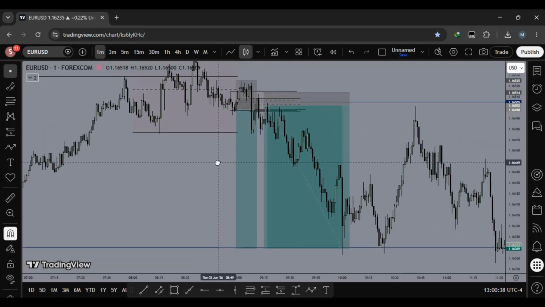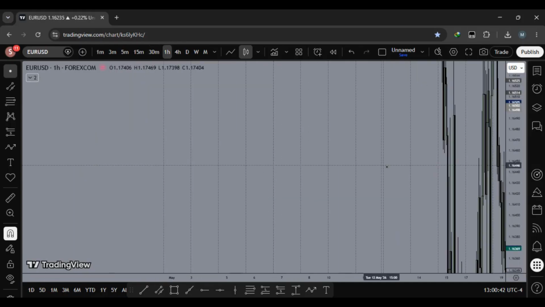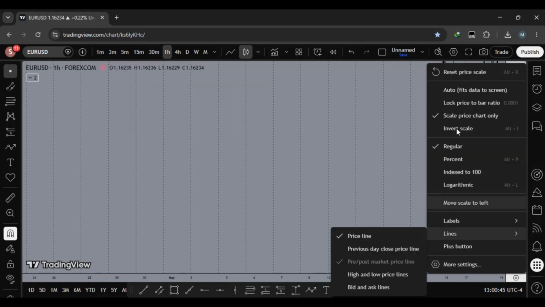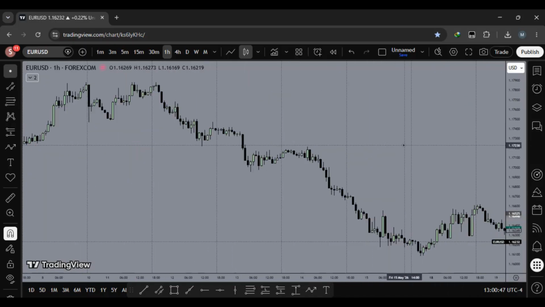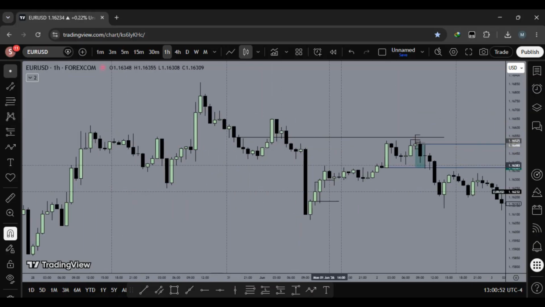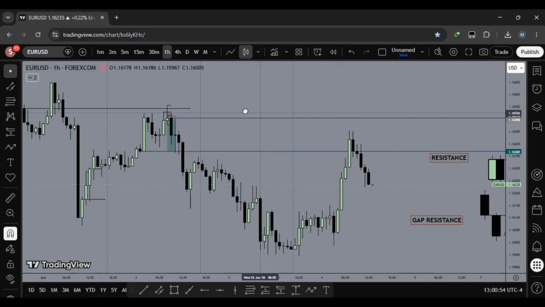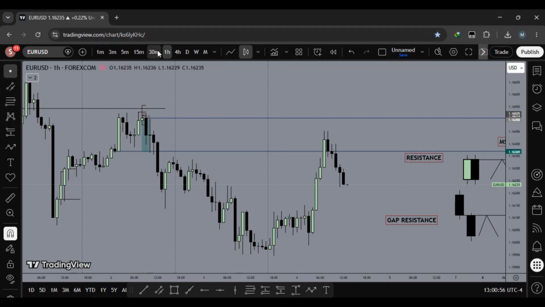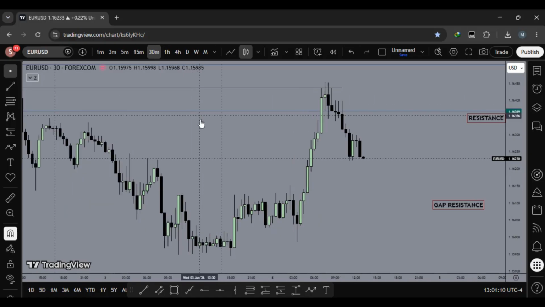This is one example. So let's go back to 1 hour. I will be switching time frames. Let's go to the 30 minutes. That one was on the 1 hour. Let me show you another one, like the one for today. If you go to the 30 minutes now, look at this. This is 1 hour. Look at this. But if you go to the 30 minutes, let me show you something.